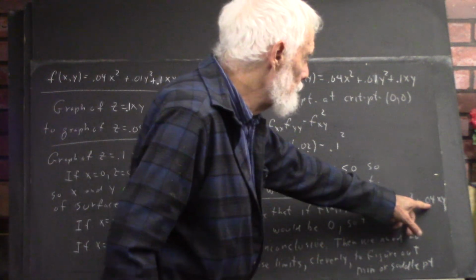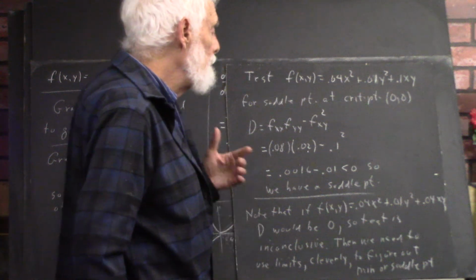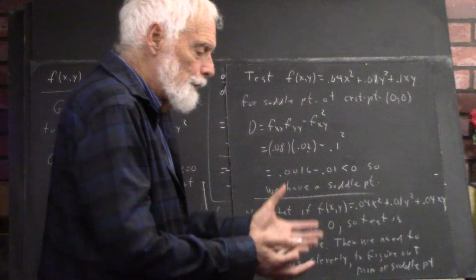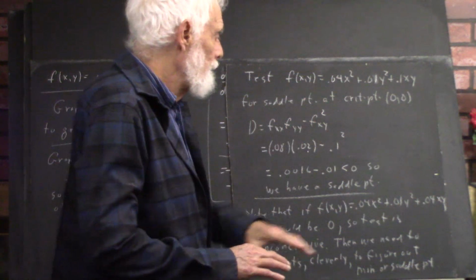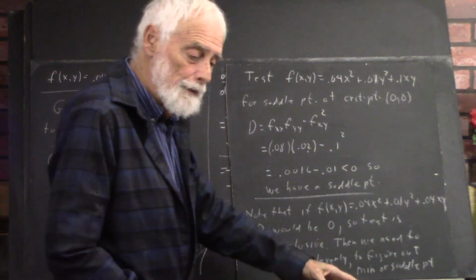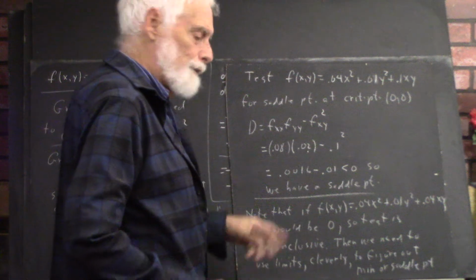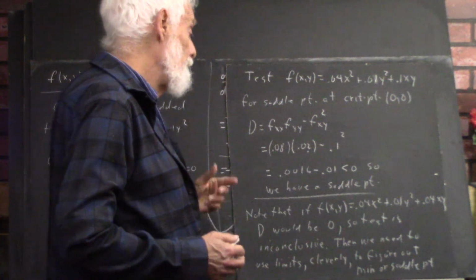If that coefficient was 0.03, then the discriminant would be positive. And the steepness of the elliptical paraboloid would exceed the steepness of the descent in this direction, and you would have a minimum at the point 0, 0. So that's worth thinking about.